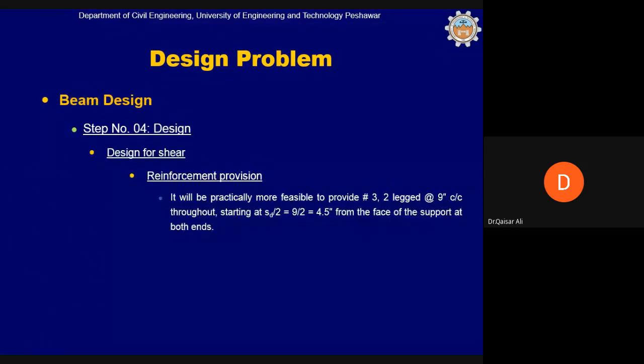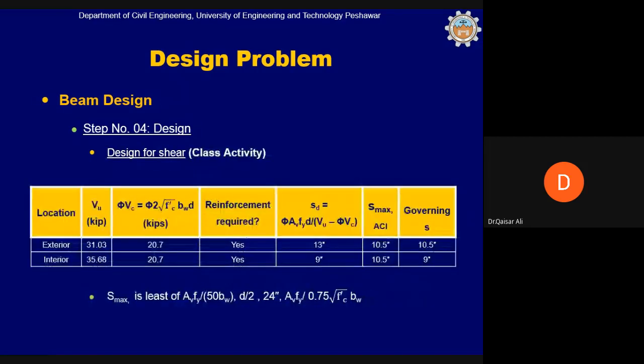Finally, what type of stirrups and what spacing shall be provided? We have decided that we will provide number 3 bars with 9 inch center to center spacing throughout, starting at S by 2, 4.5 inch from the face of the support at both ends. Because the actual requirement is 10.5 and 9 inch, and there's only a difference of 1.5 inch between the two values, in order to simplify our design, we'll provide 9 inch spacing throughout the beam instead of changing the spacing for only this 1.5 inch change.